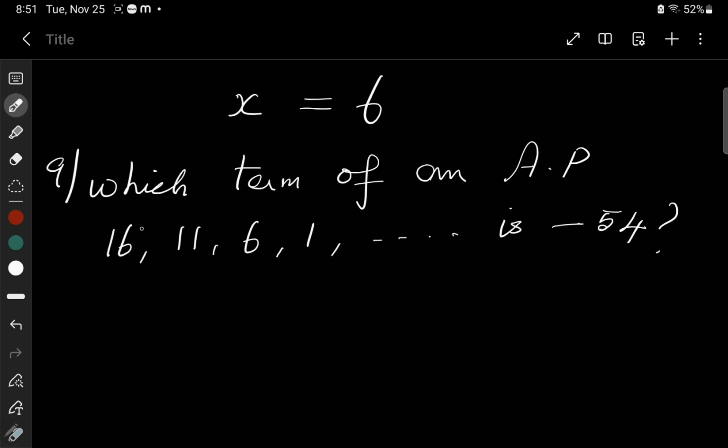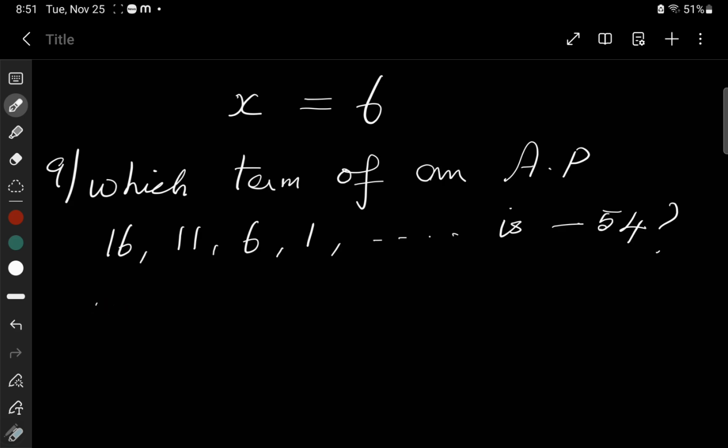9th sum. Which term of an AP 16, 11, 6, 1 is minus 54? Actually the last term is minus 54. You have to find which term this is.